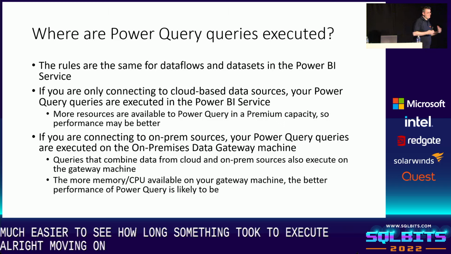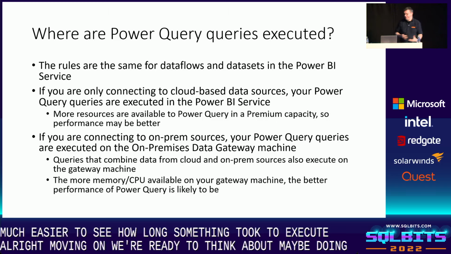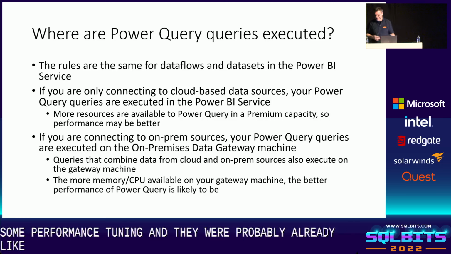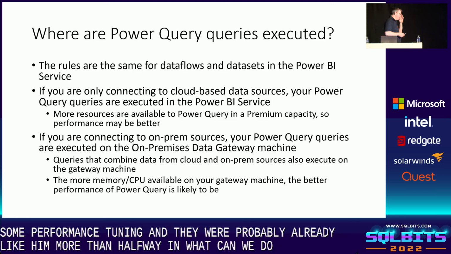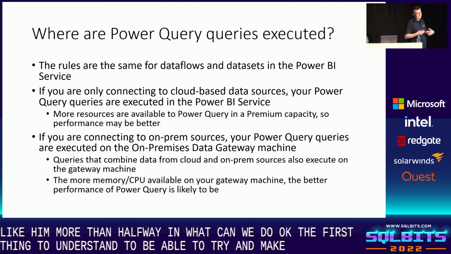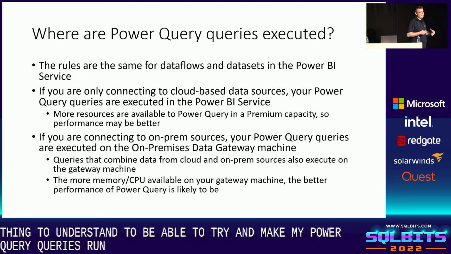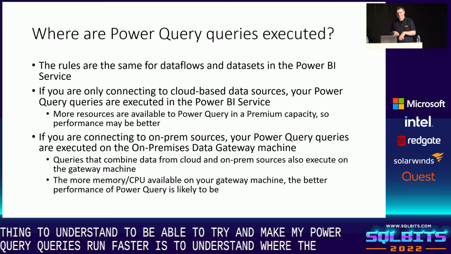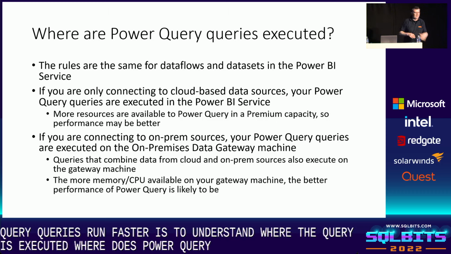We're now ready to think about maybe doing some performance tuning. I think we're probably already more than halfway in. What can we do? The first thing to understand to be able to try and make my Power Query queries run faster is to understand where the queries execute. Where does Power Query do all of its work?